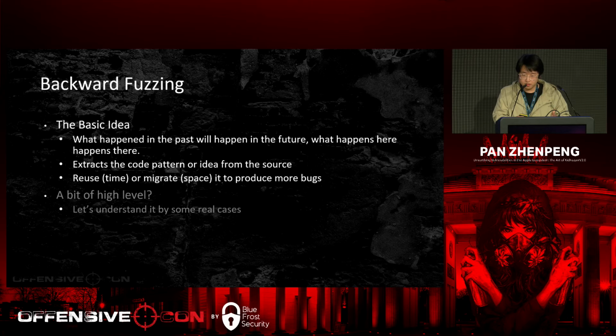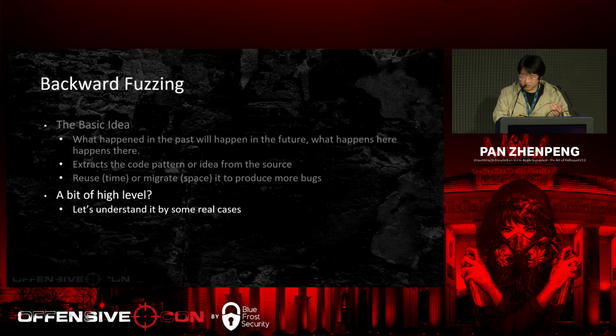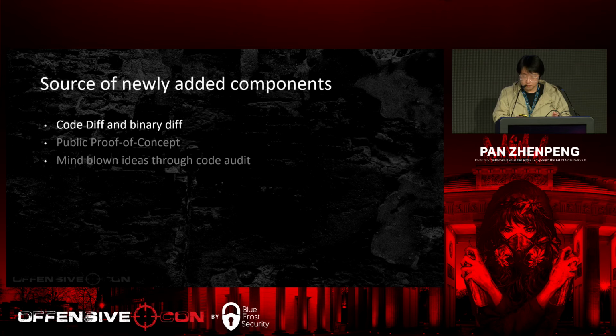The basic idea is: what happened in the past will happen in the future. What happens here will happen there. So from two dimensions, time and space, I reuse or migrate the pattern to produce more bugs. This looks a bit high level, so let's understand it through some real cases. I got three sources of the components.